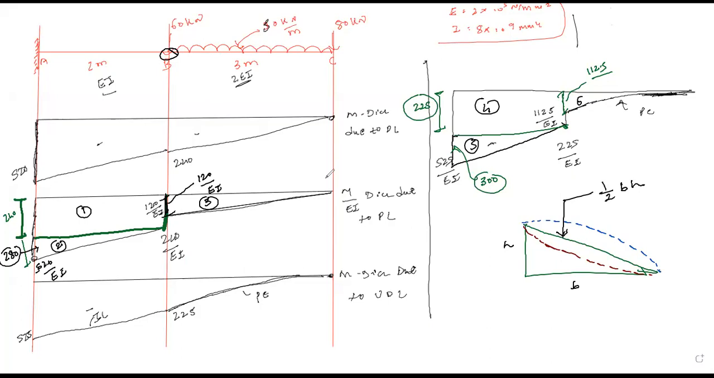Okay, I am repeating my statement. Suppose I am required to calculate slope at point B. I need to consider area of M by EI diagram between B to A. Everybody with me? B થી A નો એરિયા કન્સિડર કરવો પડશે. Yes or no? Chalo. Yes.